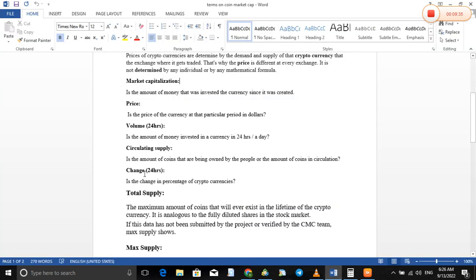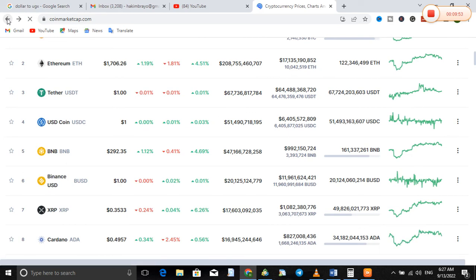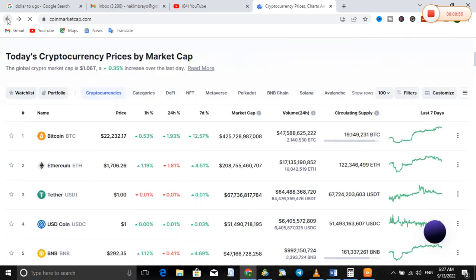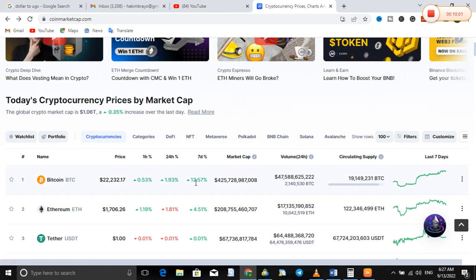And the second last thing on our list is change in 24 hours. Now this is percentage-wise. It is the change in percentage of a cryptocurrency. When you go back to CoinMarketCap, we would like to see what is the overall change of Bitcoin in percentage. We can see in the last 7 days Bitcoin was just gaining value, so it moved over 12.57%. In 24 hours it has moved over 1.93%. In the last 1 hour it has moved over 0.25%.